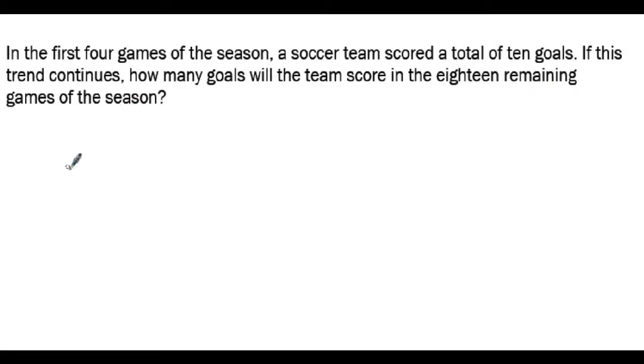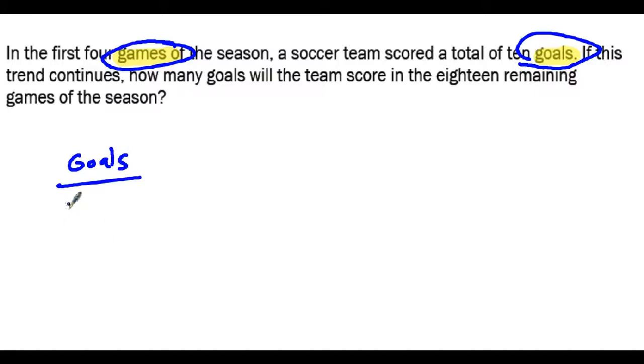Alright, so the first thing is, what are we comparing? So let's go back. We are comparing the games. In the first 4 games of the season, the team scored 10 goals. So what we're comparing is games to goals. Let's write a proportion based on that. So let's put goals over the number of games. Alright, so now we have our proportion.